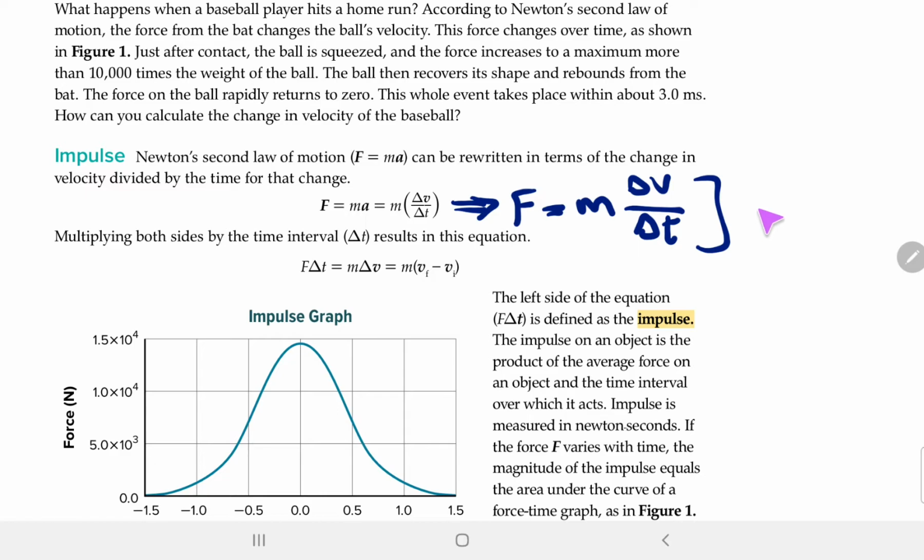If you multiply the two sides by delta t, we will have F delta t equals m delta v. And this is the general equation that we will use in this module. What does this equation mean? Here, the left side of the equation, which is F delta t, we call the impulse. F delta t is defined as the impulse.